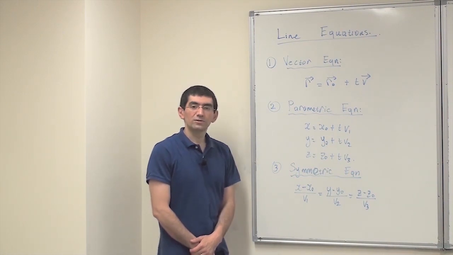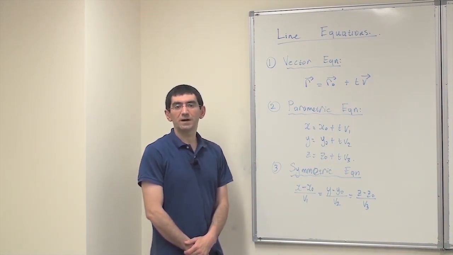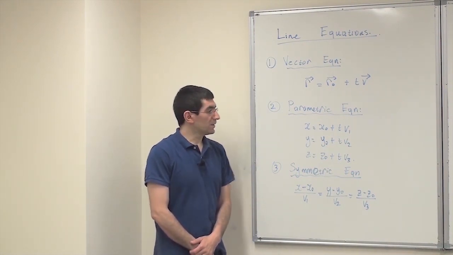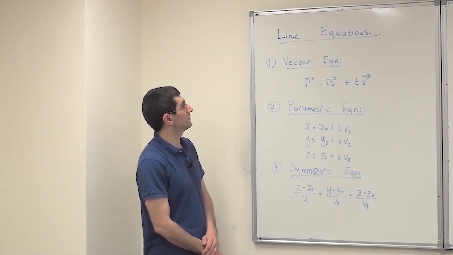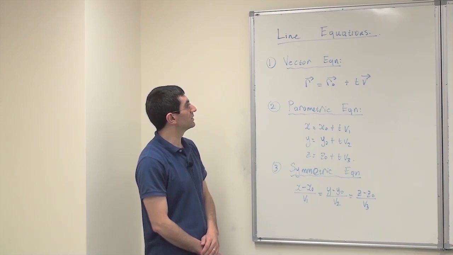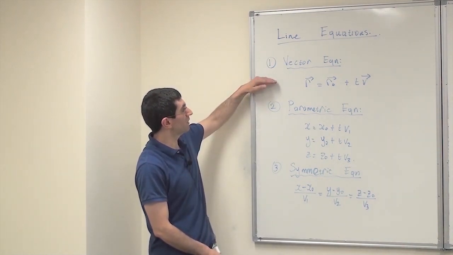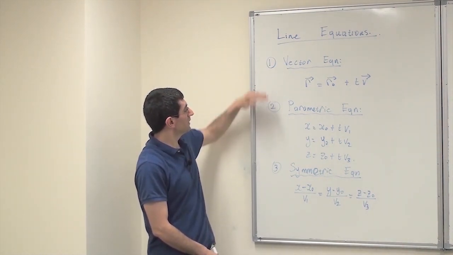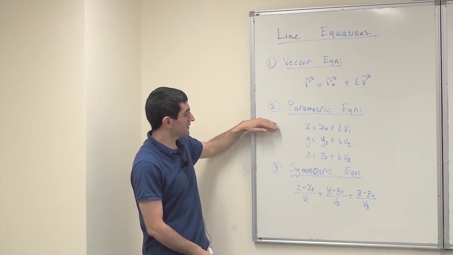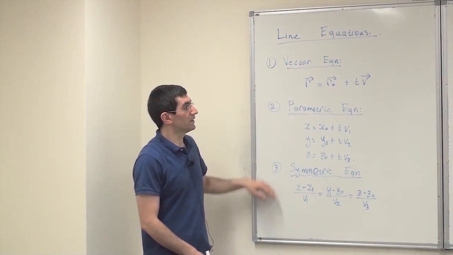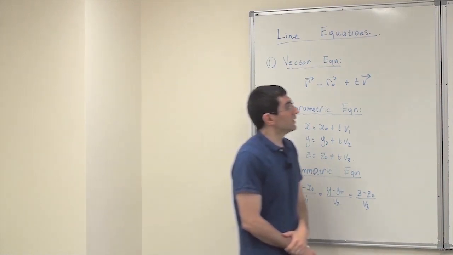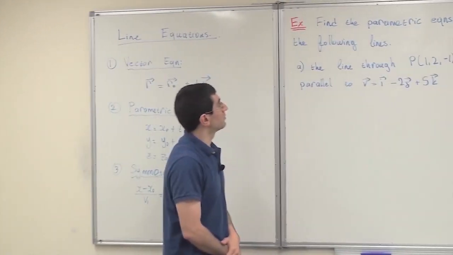Now we are going to solve some exercises and find line equations. But before we do that, I would like to summarize the different formats of line equations. So we have already talked about the vector equation of a line, the parametric equations, and lastly, the symmetric equations of a line. Okay. Now, let's look at the questions.